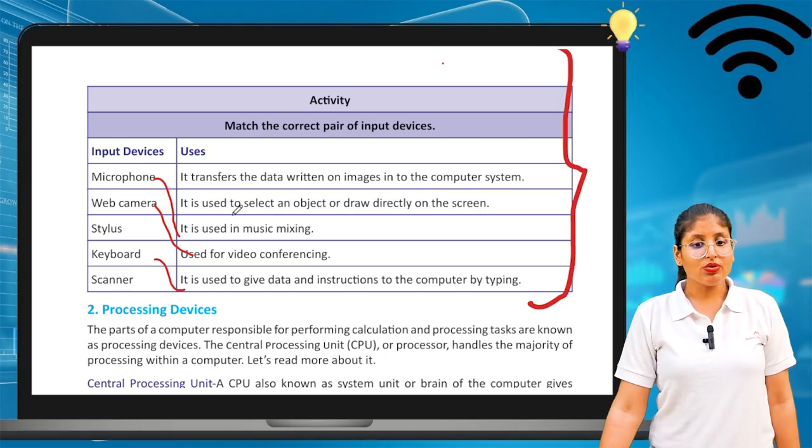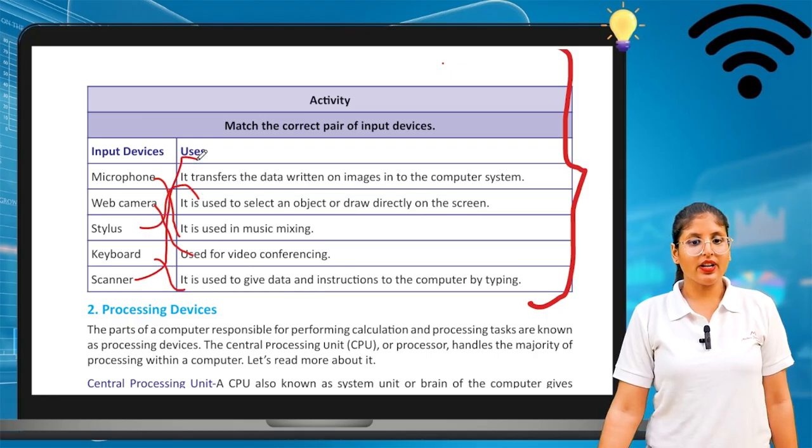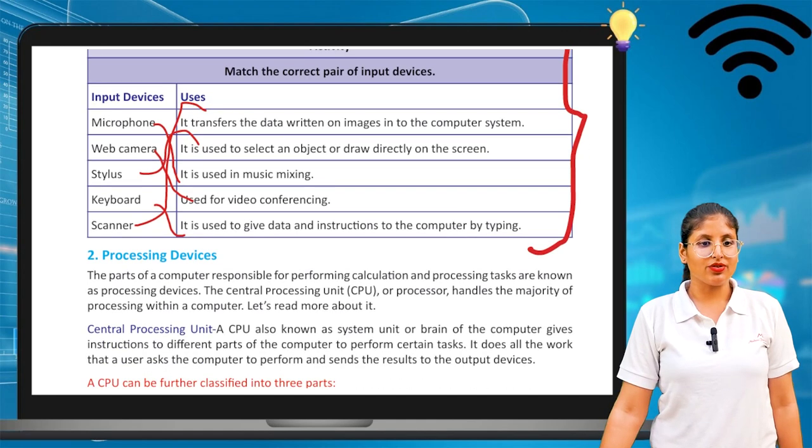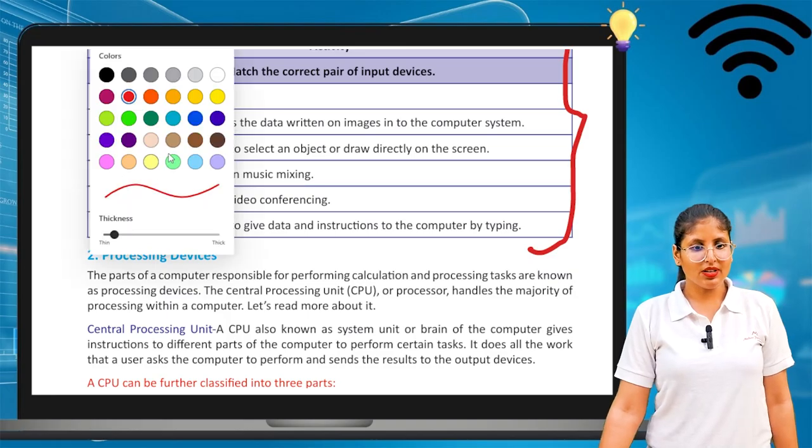And it is used to select an object or draw anything. If you draw anything, you can use a stylus. And lastly, a scanner helps us transfer data written on images to the computer screen. This is how we can match. I'm hoping this much is clear.